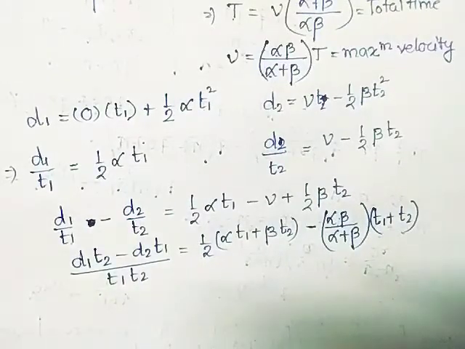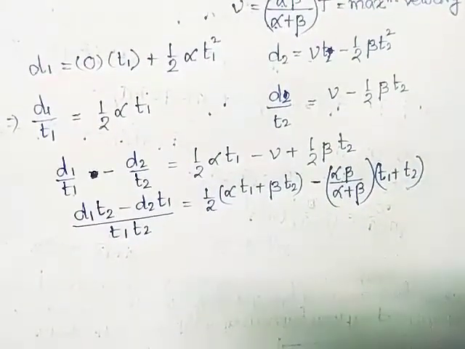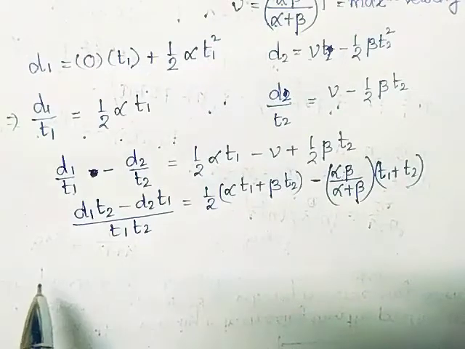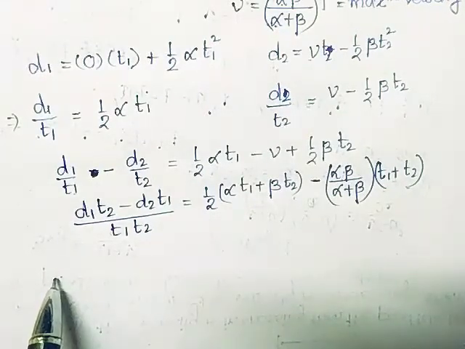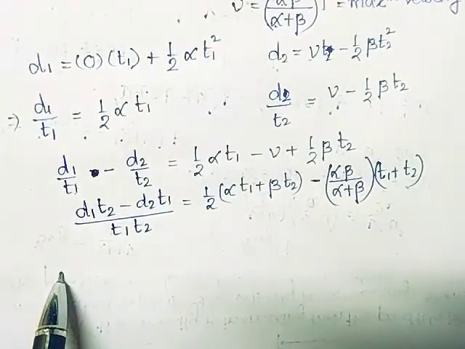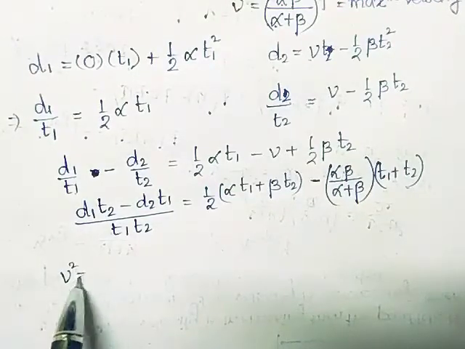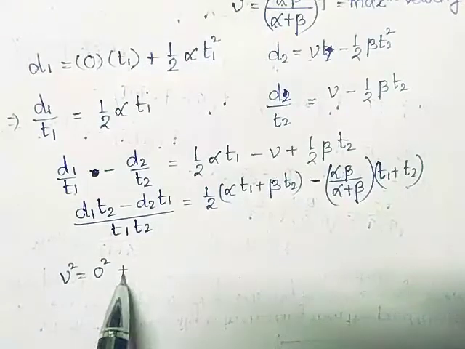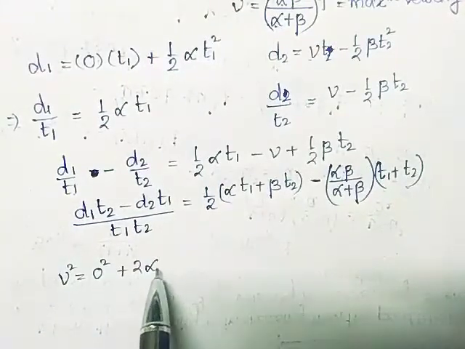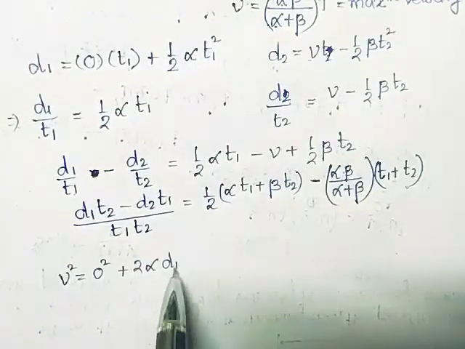Next, if we want to find out the distance, then obviously we can write for the first event, v square equals 0 square plus 2 into alpha into d1.